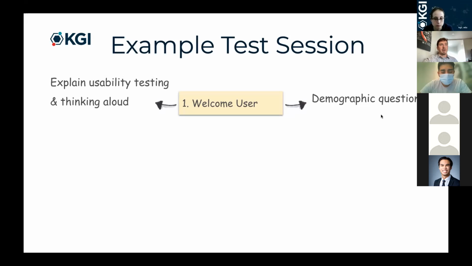And then you ask some demographic questions, just to get a sense for who this user is. Where do they fit within my cohort? Are they a typical user, or are they just someone who's here to help uncover bugs?